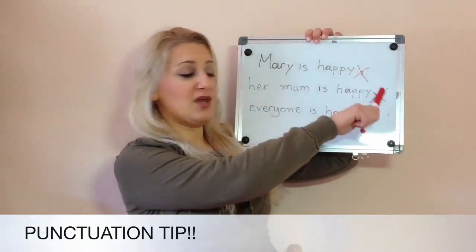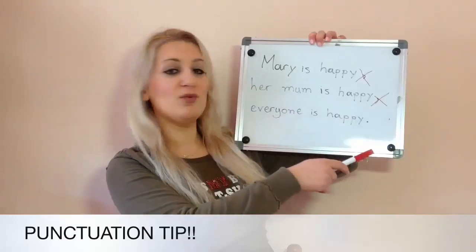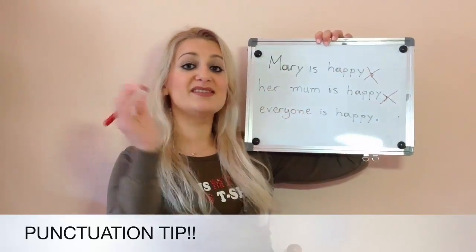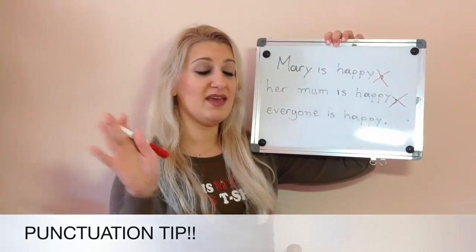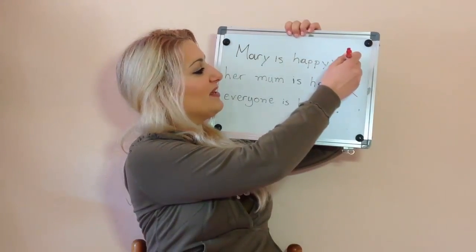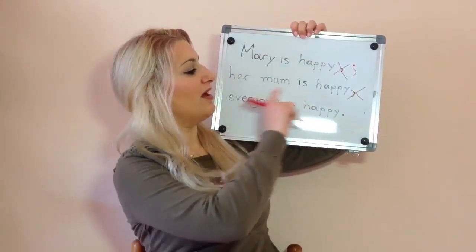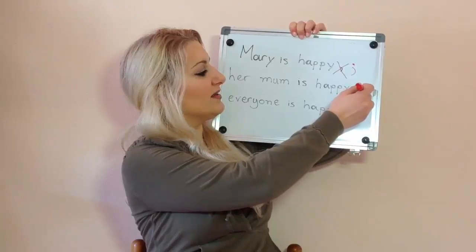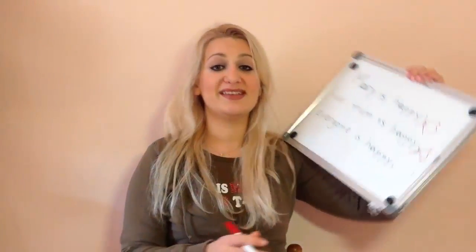Mary is happy, her mom is happy, everyone is happy. These three sentences are simple sentences, okay? You can never connect them with a comma. This is wrong. Instead, we use a semicolon between them. So we will have Mary is happy; her mom is happy; everyone is happy. Okay? Keep that in mind, not only for your IELTS writing, but also for your academic studies later.